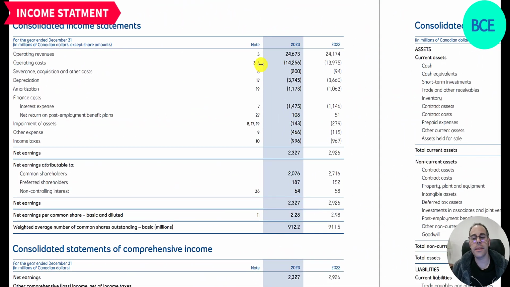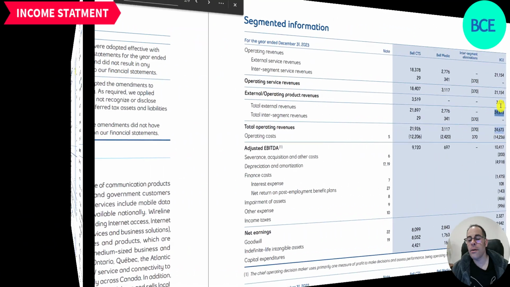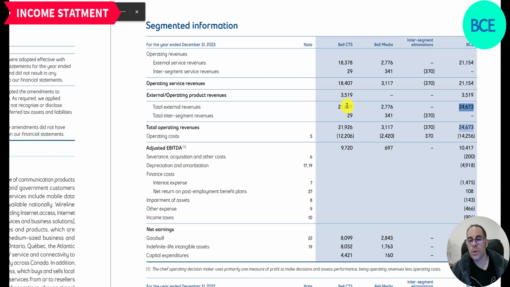Let's look at their income statement. Revenue for 2023, 24.7 billion. That's up a little. It was 24.2 billion last year. Of the 25 billion of revenue, 22 billion is Bell CTS, Communication and Technology, 2.8 billion Bell Media. And the EBITDA for CTS is 9.8 billion. The EBITDA for Media is 700 million.